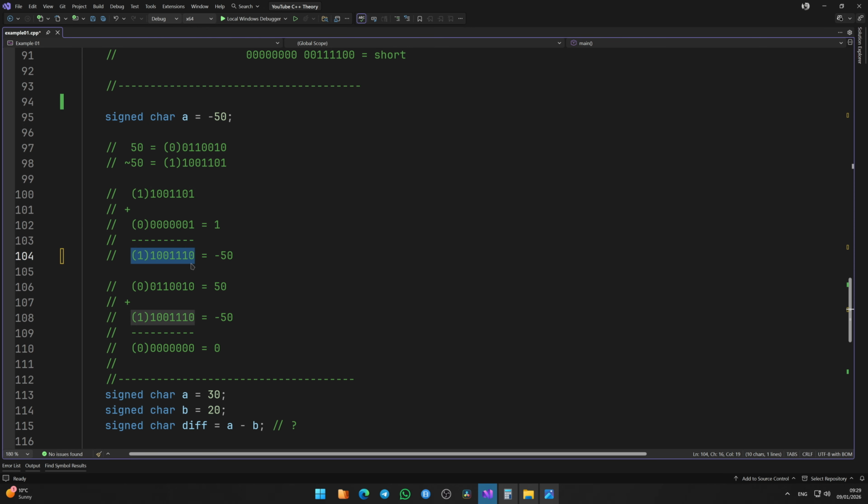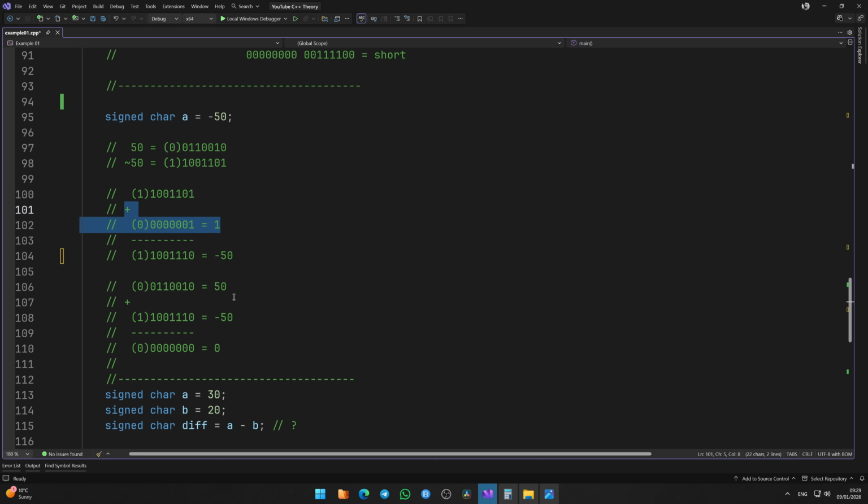This is how it looks in memory. When you write minus 50 in your code, the minus sign is actually an operation performed on the positive number 50. Specifically, it does 2 things. It inverts all the bits of that number and then adds 1. And that's easy to prove.